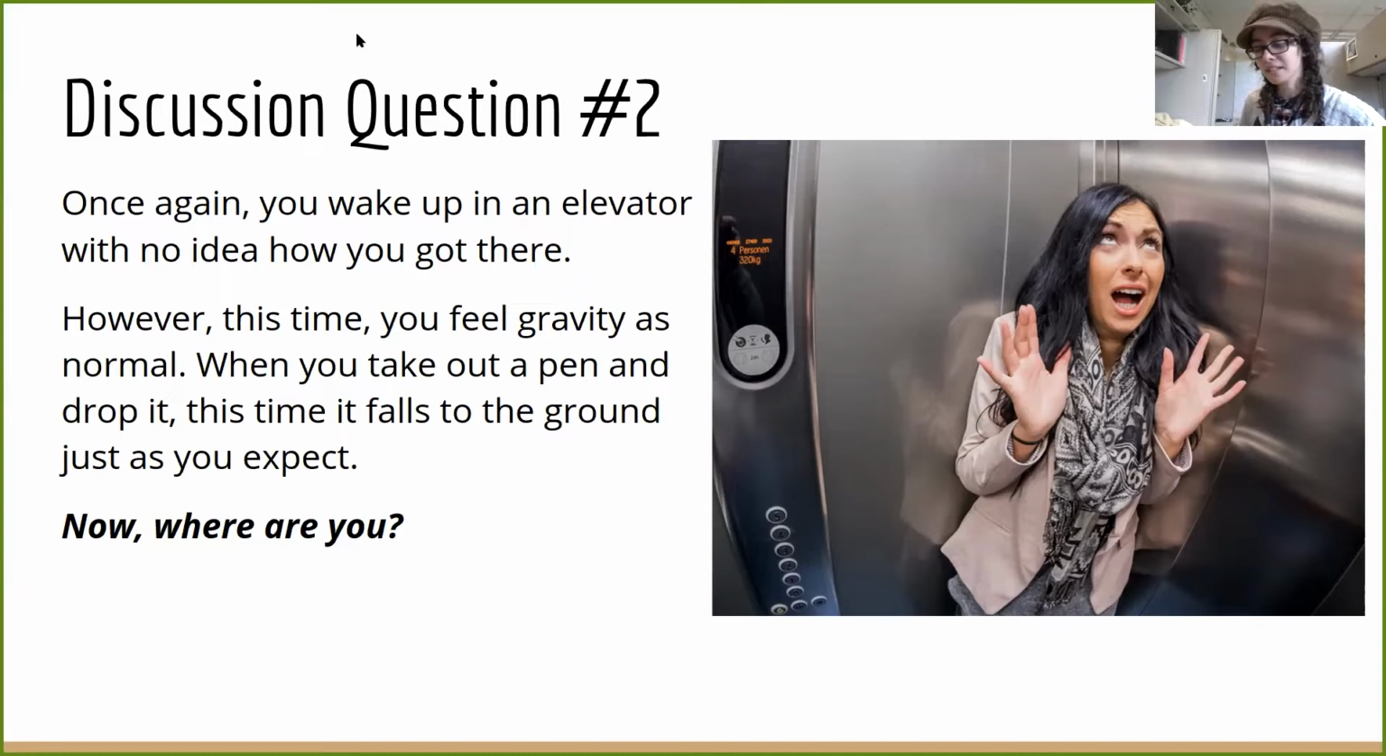And just like with our other scenario with you floating in the elevator, these two possibilities are indistinguishable from inside the elevator. So no matter what you do or how you throw your pen or what you think of as an experiment, nothing you can do will tell you whether you're on the Earth or in space, which sounds acceptable, but it's very profound.